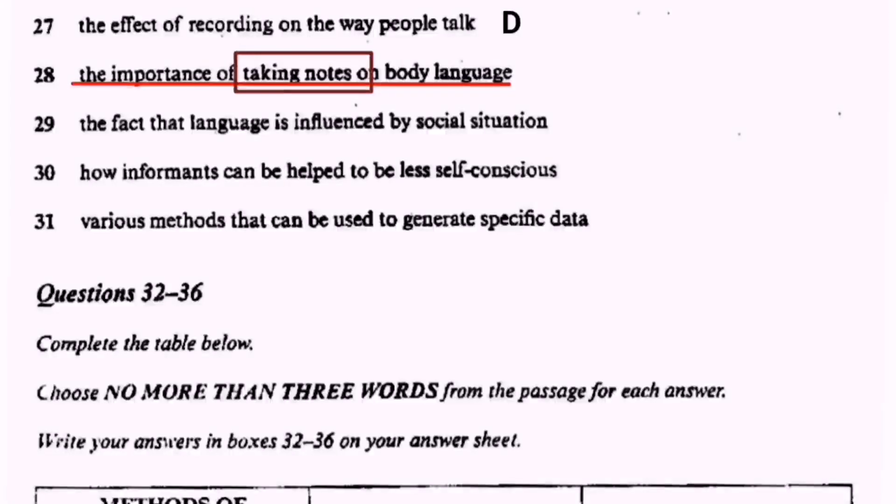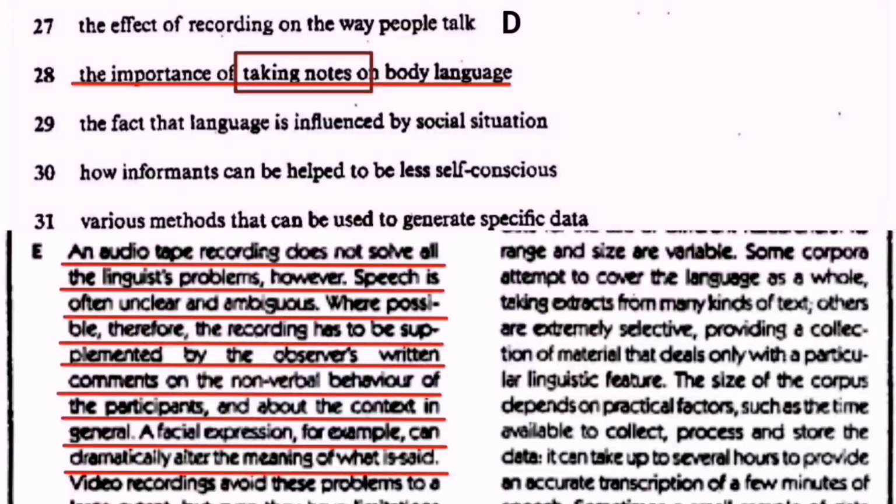Let's read paragraph E. An audio tape recording does not solve all the linguist's problems. However, speech is often unclear and ambiguous. It means that if we only record the voice of native speakers of any language, it will not solve the problems of researchers or linguists, because most of the time the recorded voice is unclear and doubtful.